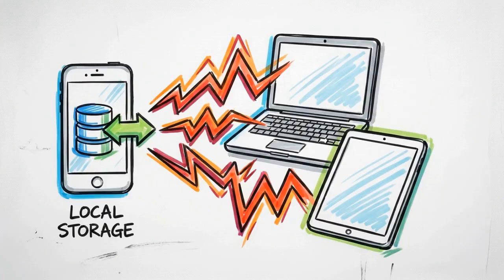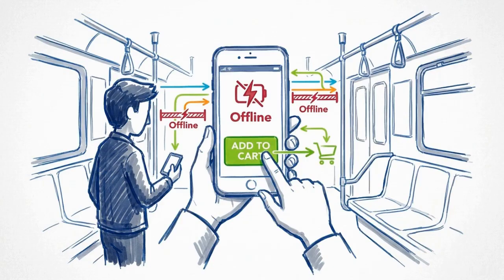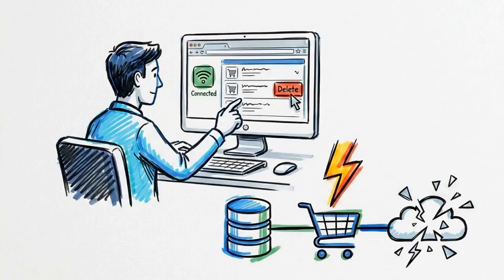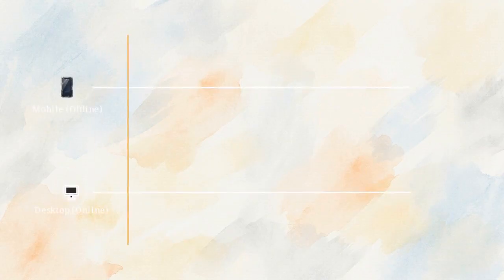Caching in queues solves single-device persistence, but a critical failure scenario emerges with multiple devices. Imagine a user offline on their mobile phone adds an item to their cart, while simultaneously logged into their desktop online, they delete a different item from that exact same cart. Standard conflict resolution strategies fail here.